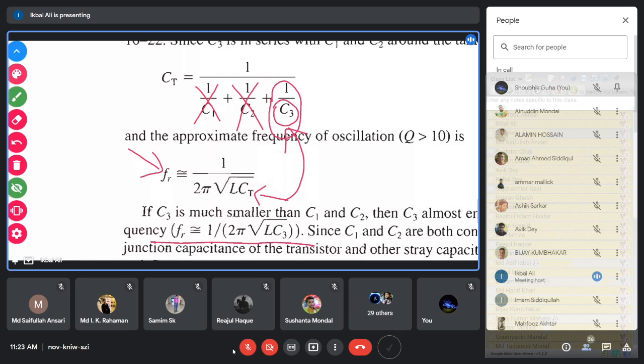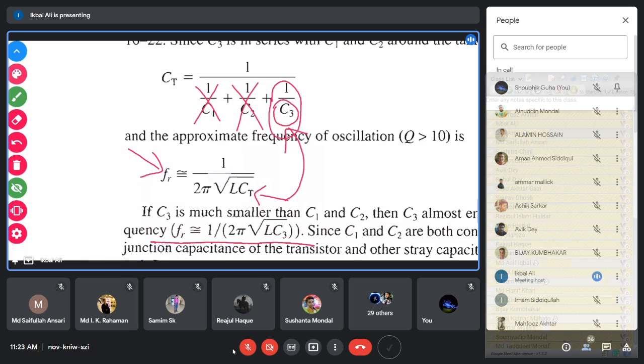This much modification you have to do to the Colpitts oscillator. You have to connect an extra capacitor C3 in series with the L, and no end of this C3 is connected to ground. So that capacitor will not be affected by the transistor junction capacitance.